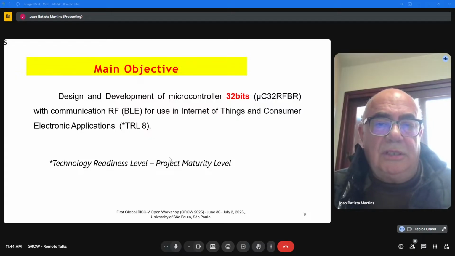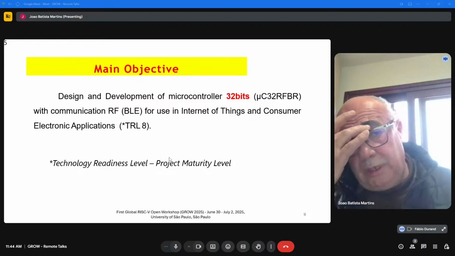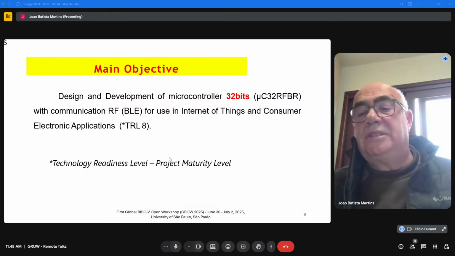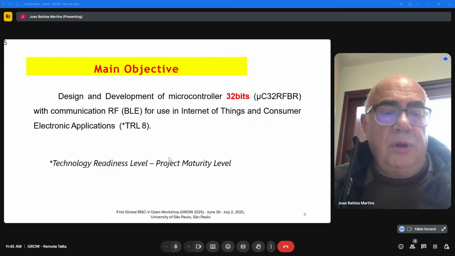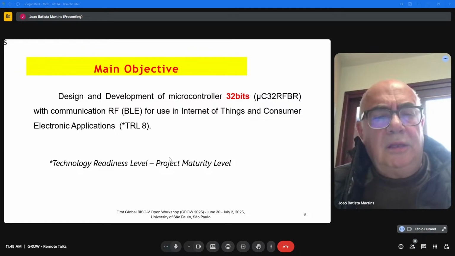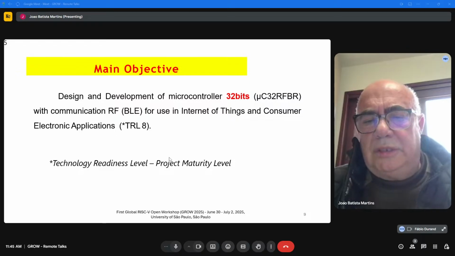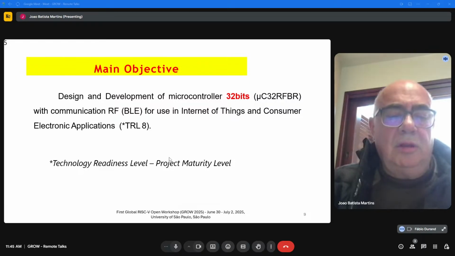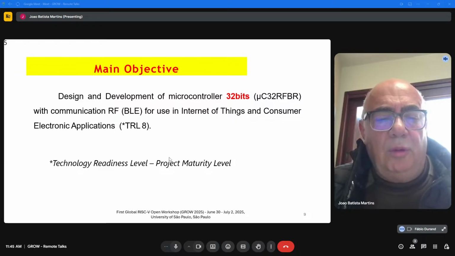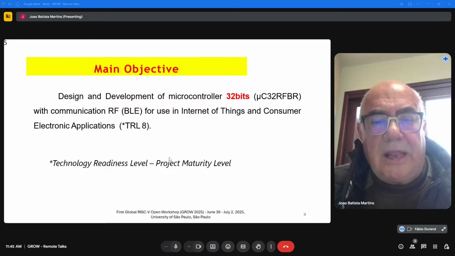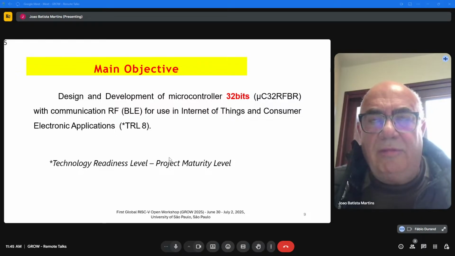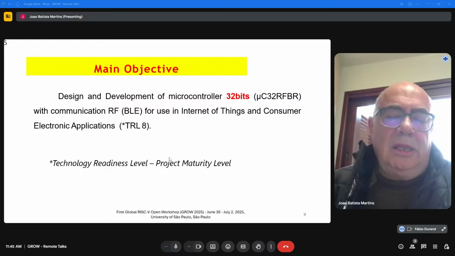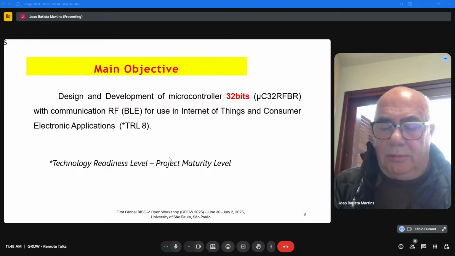The main objective of this project is the design and development of a new 32-bit microcontroller, named MicroC 32 RFBR, with RF communication, Bluetooth Low Energy, for use in Internet of Things and consumer electronics applications. The technology is at TRL level 8, technology readiness level or project maturity level, in a range from 1 to 9. The objective is level 8.